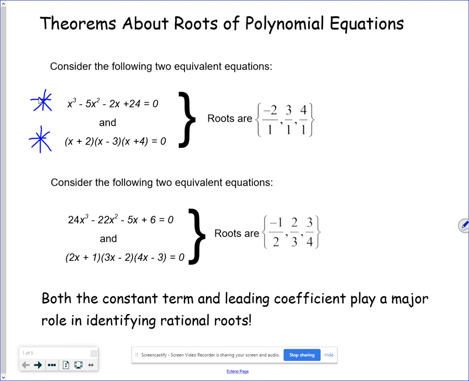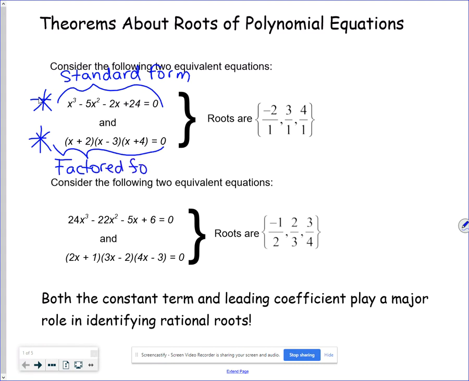This first one right here, this is written in standard form. And then the bottom one, it's the same equation, just written in factored form. And then over to the right here, I have the roots, which are also referred to as the zeros, or the solutions. Here's what I want you to notice.